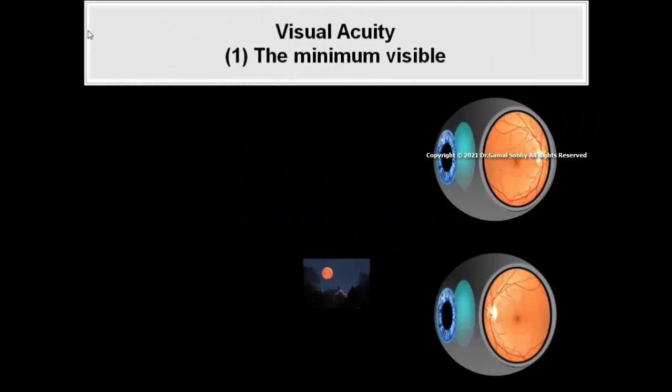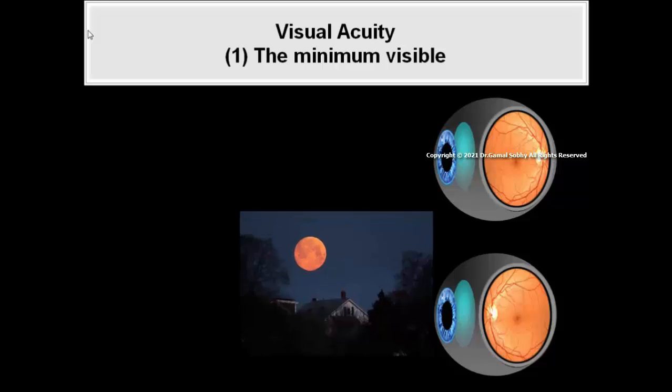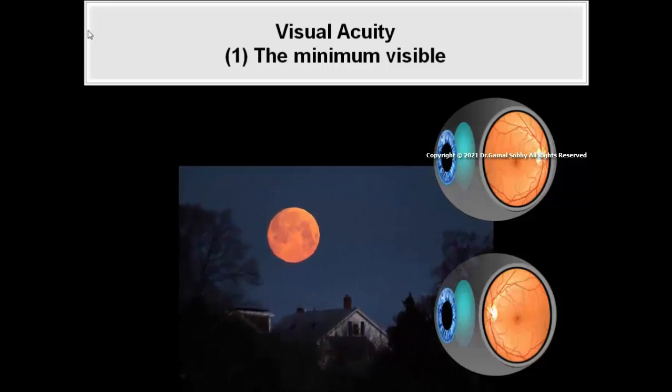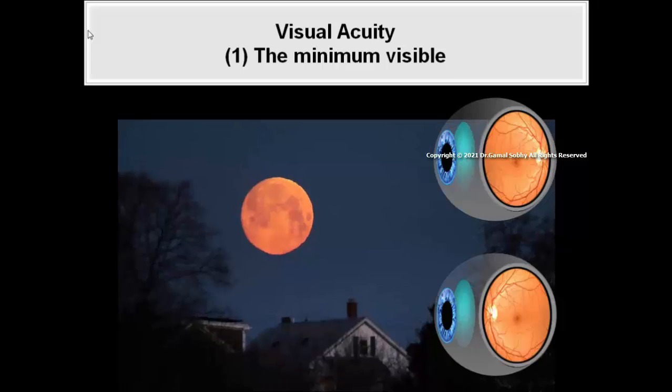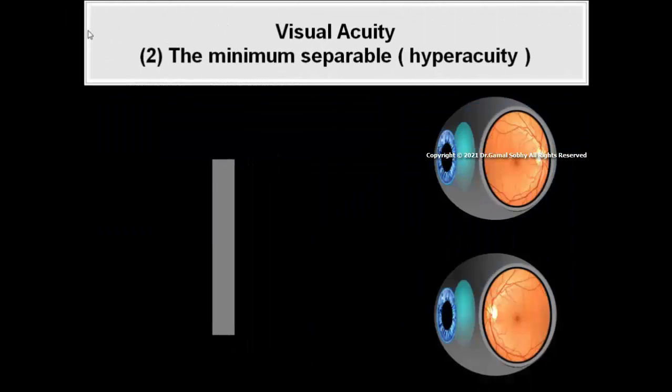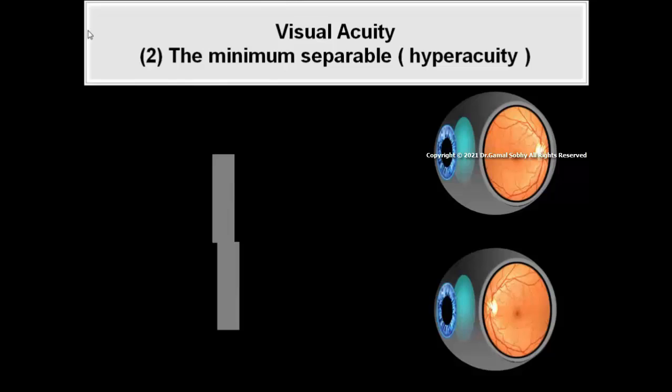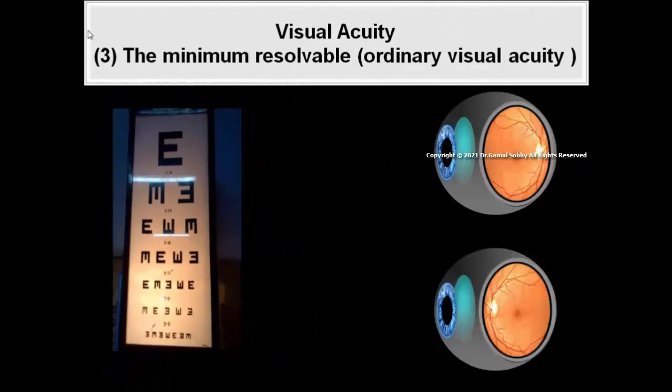Visual acuity is a highly complex function that consists of: 1. The minimum visible, which is concerned with detection of the presence or absence of a visual stimulus. 2. The minimum separable, hyperacuity, which concerns the judgment of the location of a visual target relative to another element of the same target. 3. The minimum resolvable, ordinary visual acuity, which is the ability to determine the presence of, or to distinguish between, more than one identifying feature in a visible target.